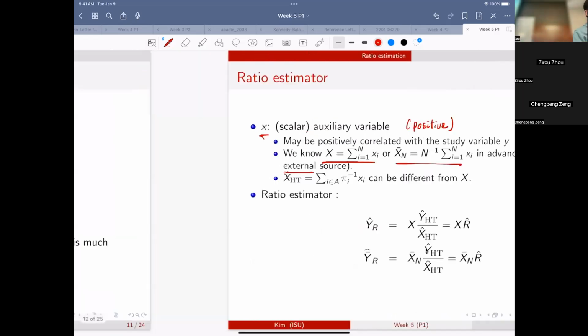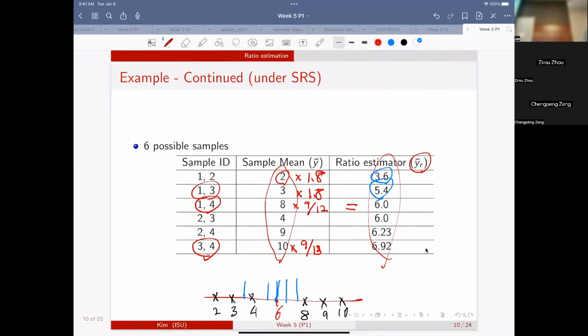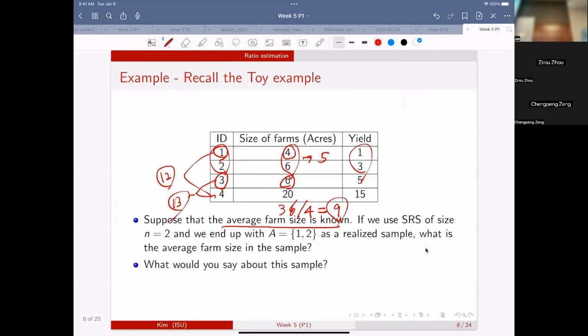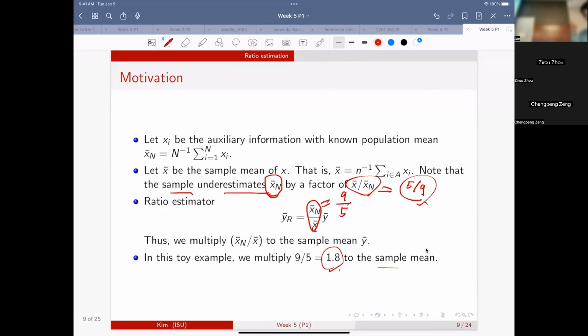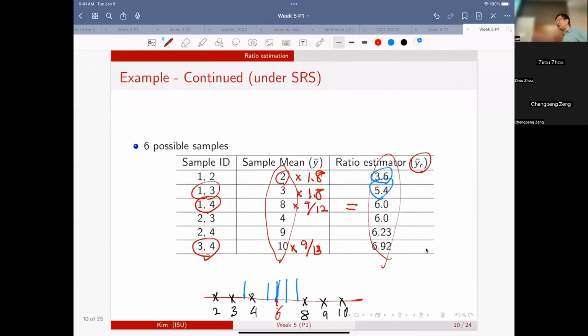So for example, in this toy example, maybe x is acre and y is yield. Acre we probably know from the list, because acre doesn't change over the years, so we know that. But crop yield may change year by year. So it makes sense that you measure yield from the sample, but acres you can treat as known from external sources.